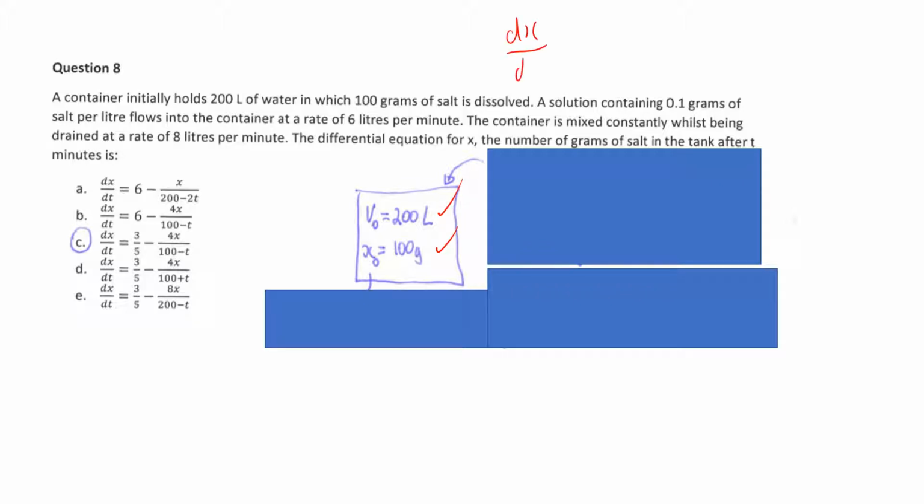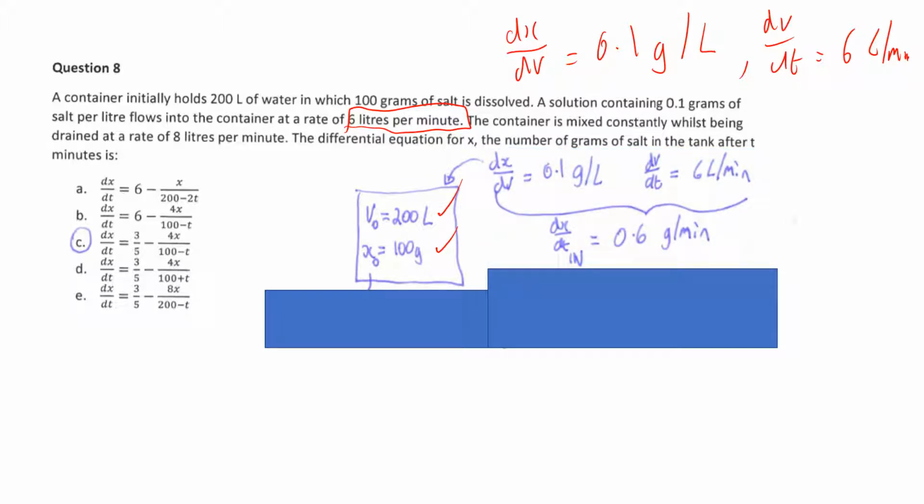dx/dv is all about concentration. That's 0.1 grams per liter. That's what's flowing in. Okay, and the rate of flow is 6 liters per minute. That's dv/dt information. So there's dv/dt, and that's 6 liters per minute. Together, it gives us our dx/dt information, doesn't it? So dx/dt in ends up being 0.6 grams per minute.